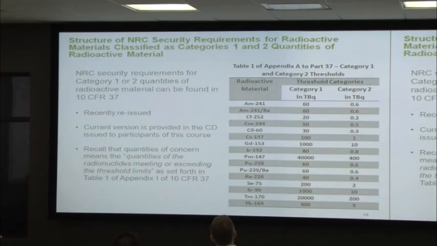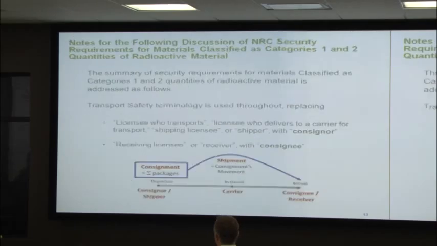As we've already noted, 10 CFR 37 was recently reissued. The current version is provided in the CD for you. And I'd call your attention here to make sure that you remember that quantities of concern means the quantities of the radionuclides meeting or exceeding the threshold limits as set forth in Table 1 of Appendix I of 10 CFR 37. Quite a bit of nomenclature you have to keep track of in your mind.